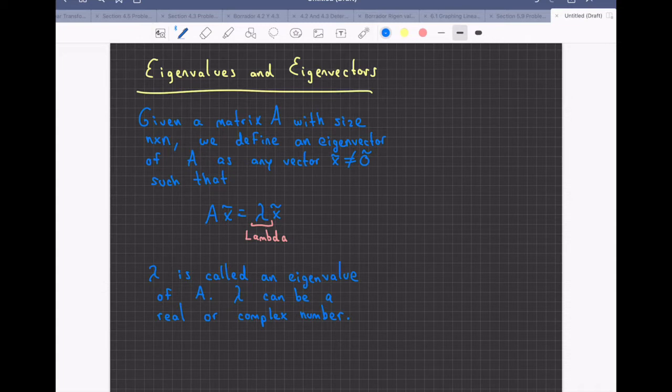So in other words, a vector is an eigenvector if when we do the multiplication, the matrix A times x, we get a real number or complex number times x. If this equation is true, then we say that x is an eigenvector. And by the way, lambda is called the eigenvalue. So for each eigenvector, we will have associated an eigenvalue, of course. But lambda is supposed to be a real number, or it can be a complex number.